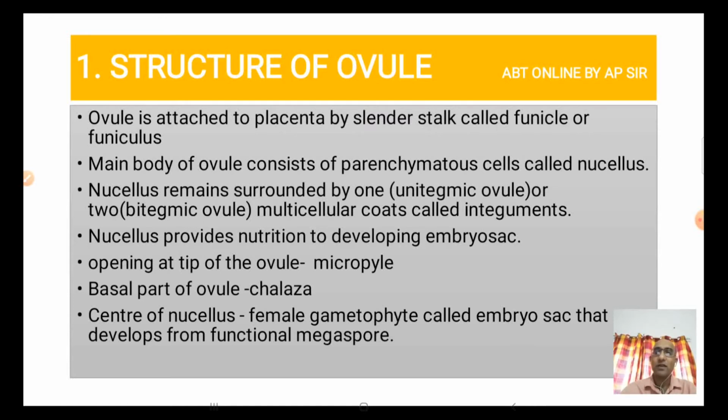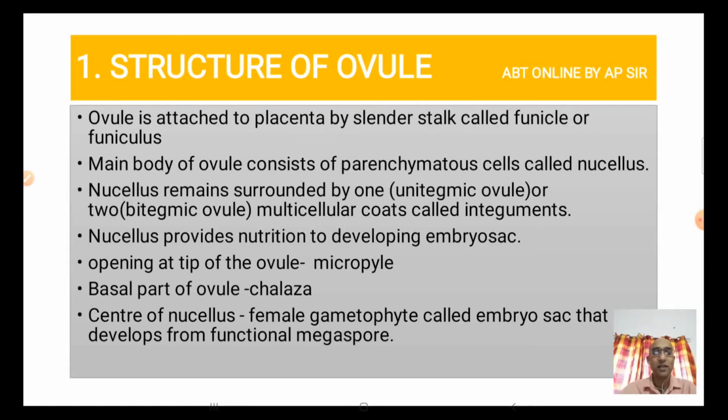So as far as the structure of ovule is concerned, what we learned is that it consists of a stalk called funiculus or funicle, and the point of attachment of funicle to the main body of the ovule is called hilum. I have not written it in this slide, but remember the point of attachment of funicle to the body of the ovule is called hilum. Now the main body of the ovule consists of parenchymatous cells called nucellus, which provides nutrition to the developing embryo sac. Nucellus remains surrounded by one or more coats, which are known as integuments.